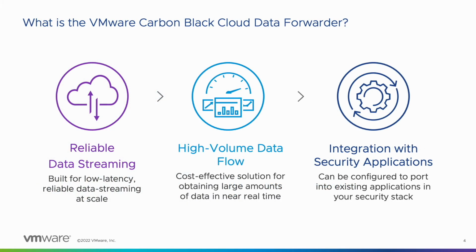So what exactly is the Carbon Black Cloud Data Forwarder? The VMware Carbon Black Cloud platform provides SOC teams with visibility into a high volume of endpoint event context, which is critical for detection and incident response use cases. The Data Forwarder delivers that valuable endpoint event data to an AWS S3 bucket, ready for consumption by third-party solutions such as XDR platforms, SIEMs, and data lake tools.